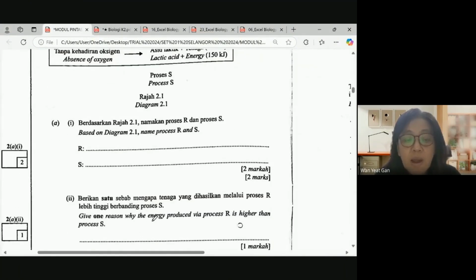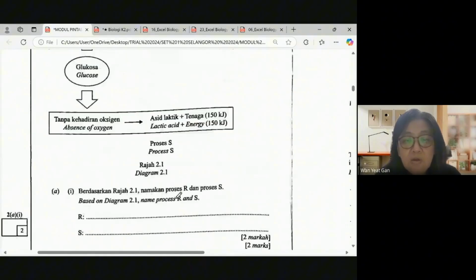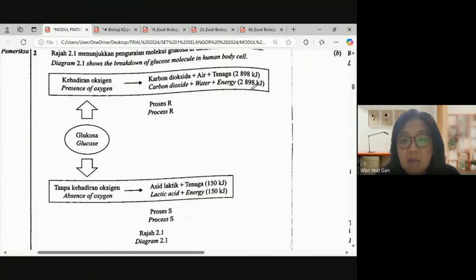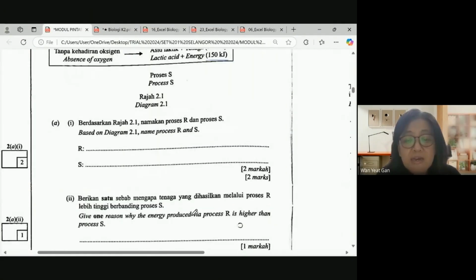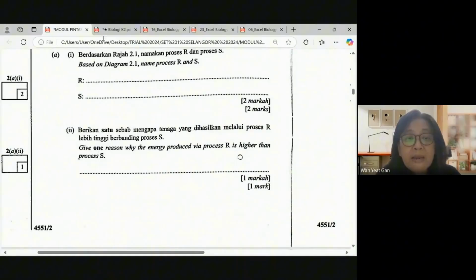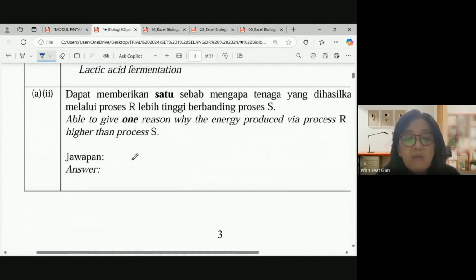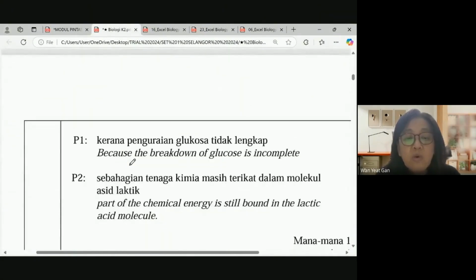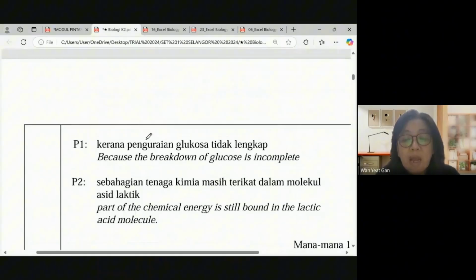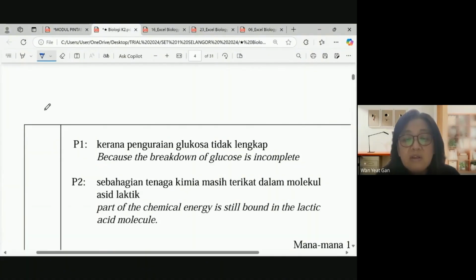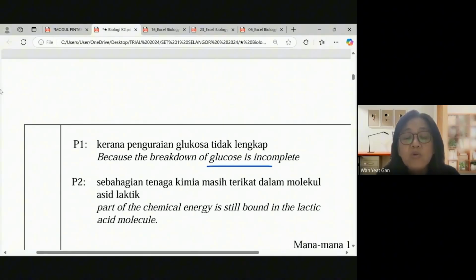Give one reason why the energy produced via process R is higher than process S. So if you compare the amount of energy, process R is 2898 kJ, while process S is 150 kJ. So process R produces more energy. So they ask why. Now, it's because there's the presence of oxygen, therefore the glucose breaks down completely, while the breakdown of the glucose without oxygen results in incomplete glucose breakdown.